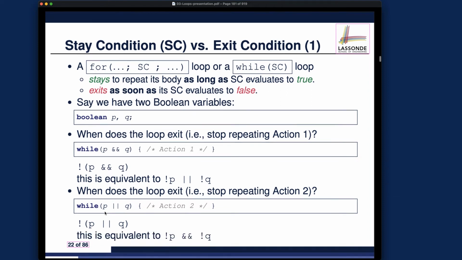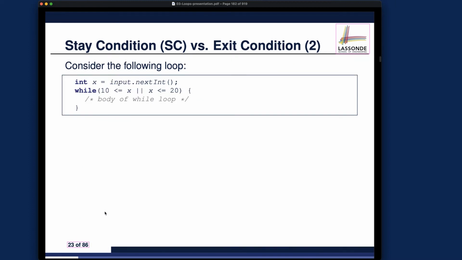Let's now do one exercise for you. Okay, can you consider this loop over here? We simply read, assuming that input has been declared as a scanner, an integer from the user from the keyboard into variable x, and then we got this while loop over here. We say while it is the case that x is either larger than or equal to 10, or x is less than or equal to 20. All right, so that's the state condition over here.